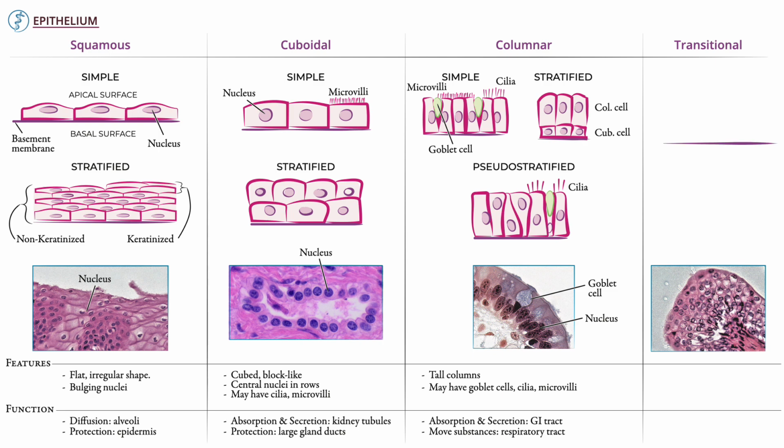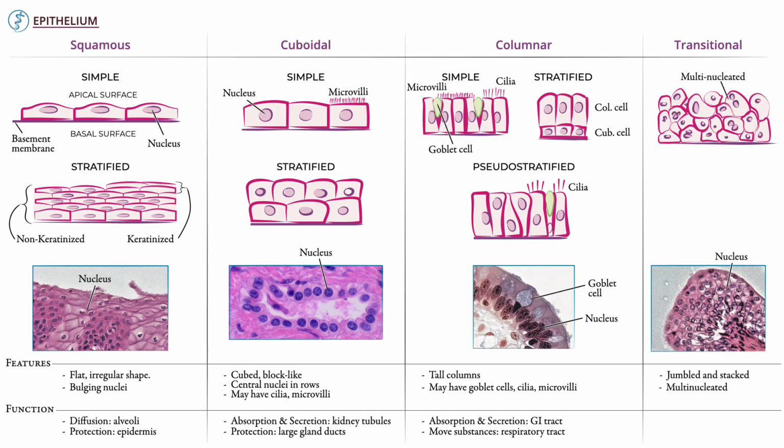Finally, let's show transitional epithelium. Draw a basement membrane and multiple layers of irregularly shaped cells, some of which are multinucleated. Transitional epithelium is located within the ureters and urinary bladder, where its cells stretch and retract in response to changes in urine volume. This concludes our diagram.